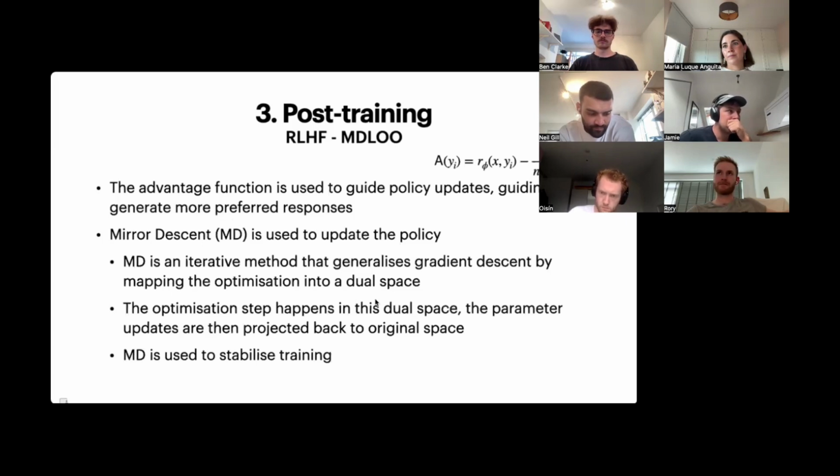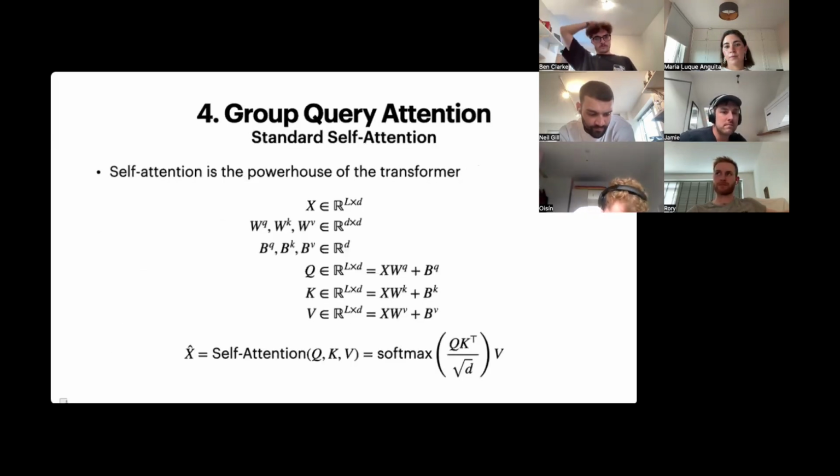Mirror descent also allows you to have this trust region, where you can define a region where you don't want the parameter update to go outside of it, and that's what they use to penalize the model from going too far away from the original policy. Cool. Okay, that's all the RLHF stuff. That was the heavy stuff.